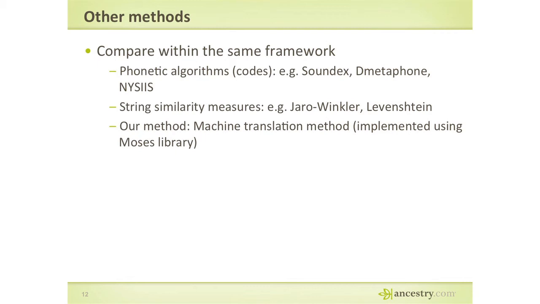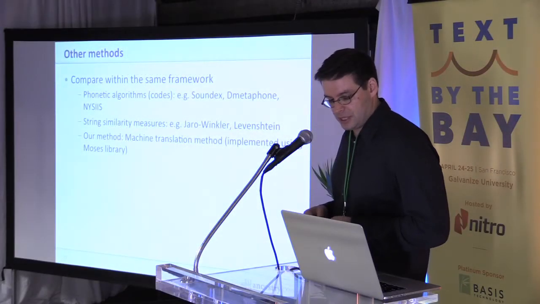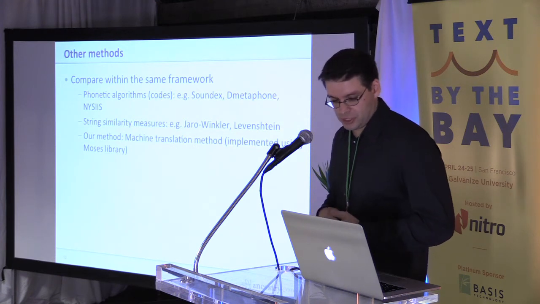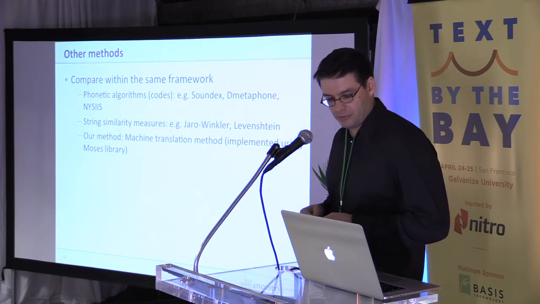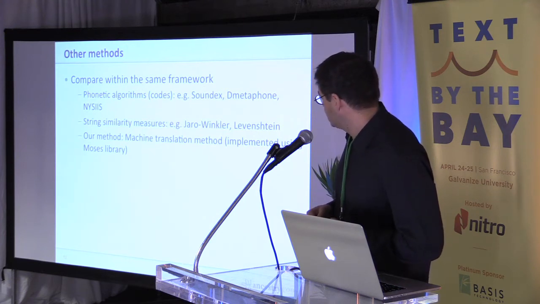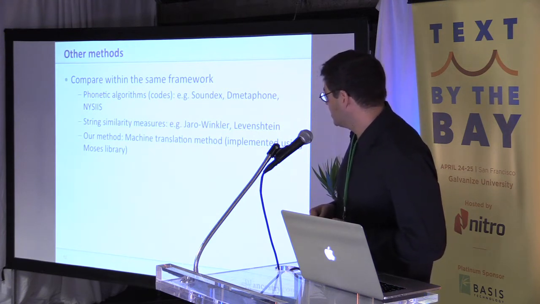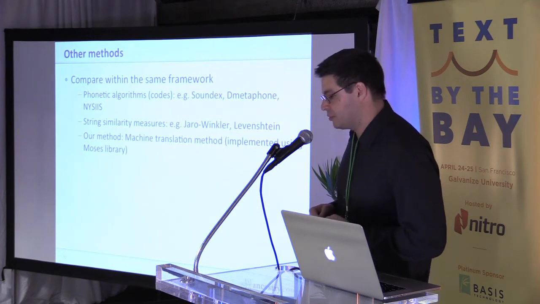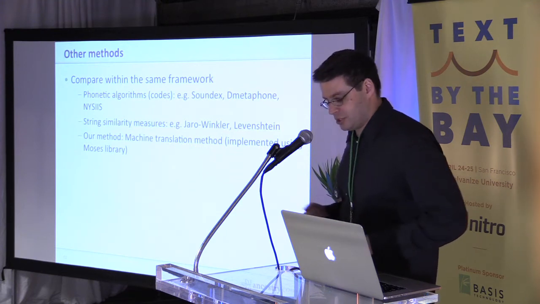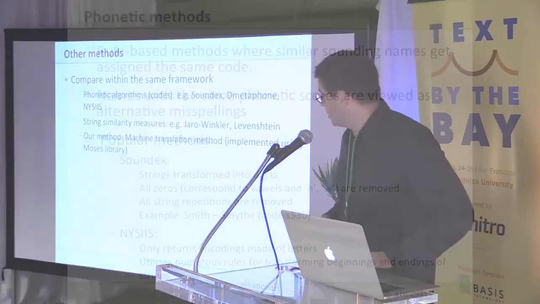Now, when we got the model and experimented with it, we wanted to compare it with other methods using the same common framework. The methods that we selected are commonly used in our search engine and in other databases as well. Those are phonetic methods, including Soundex, Double Metaphone, NYSIIS, and a couple of other methods. And string similarity measures, which is another class of methods we wanted to compare against. We identified Levenshtein, Jaro-Winkler, and Winkler methods. And our method was machine translation, which was implemented using the Moses library.